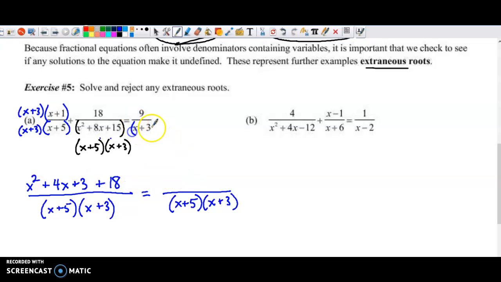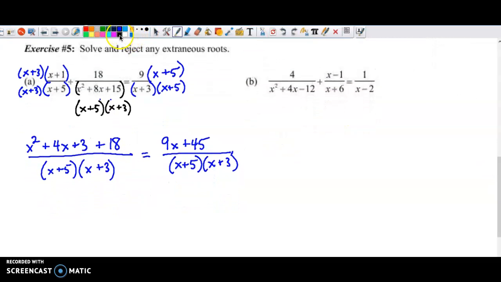On the right side, I am missing something. I'm missing x plus 5 to get to my new denominator down here. So I have to multiply the top by x plus 5, and this is distributing. I almost wrote x squared. That would have been wrong. 9x plus 45. So now that I have the same denominators, the numerators must be equal.